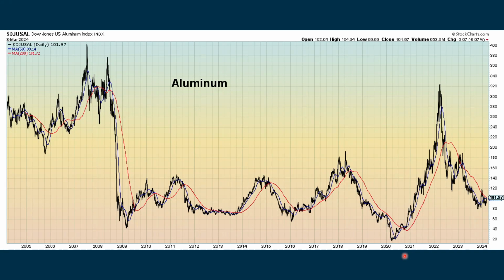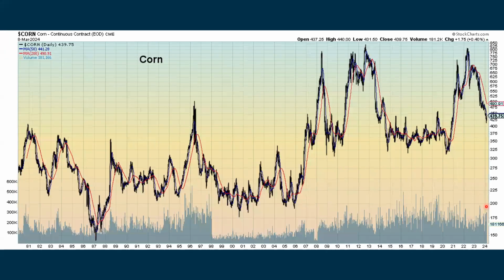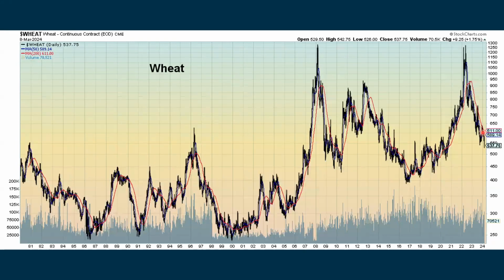When they're going down, that's more deflationary. And right now, even though we're seeing close to a golden cross here with aluminum, it's still in a longer term downtrend, but it has been bouncing back up a little bit since the beginning of 2024. Here's corn, which is pretty much in a solid downtrend. Wheat is also in a downtrend.